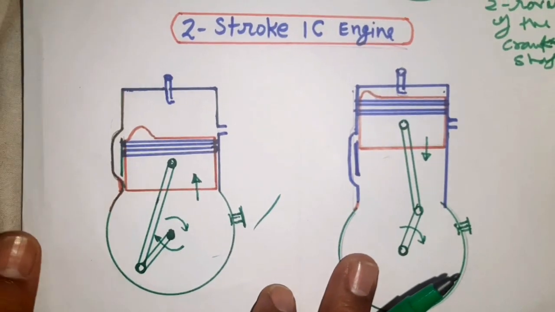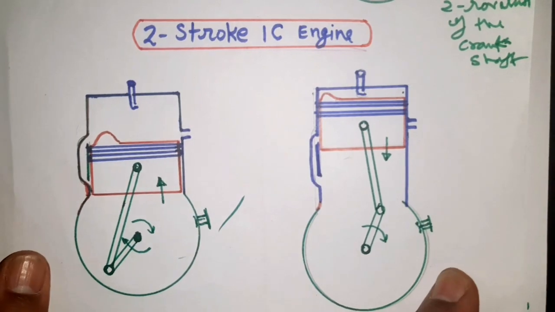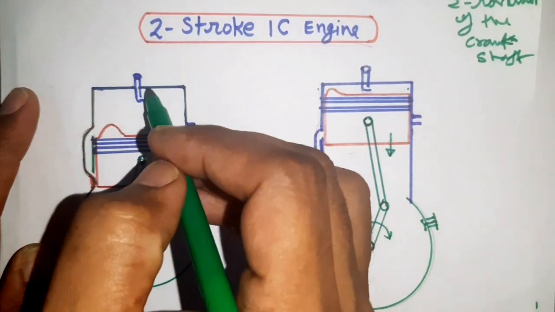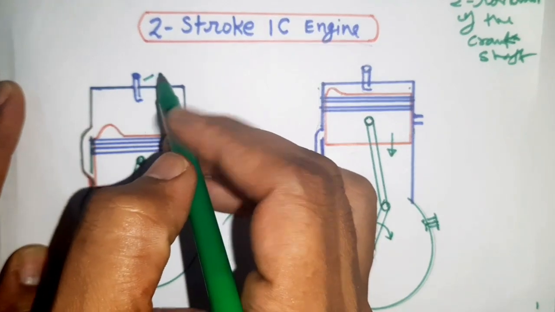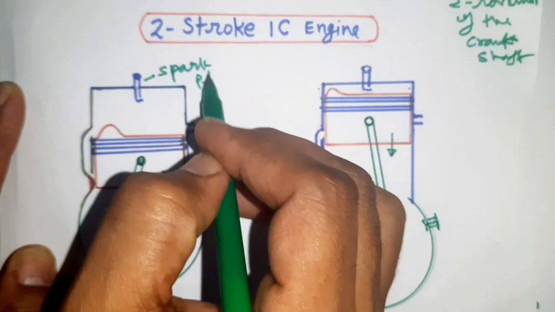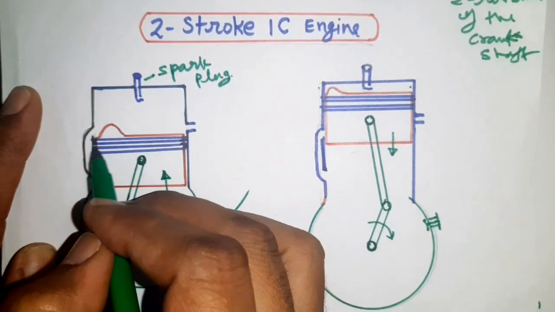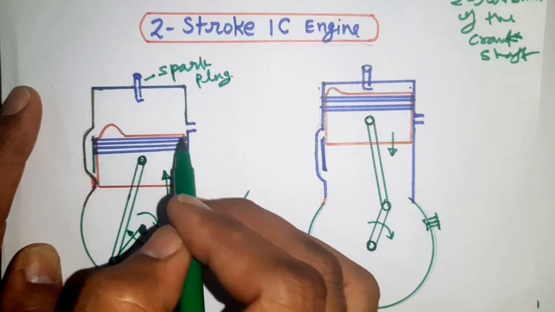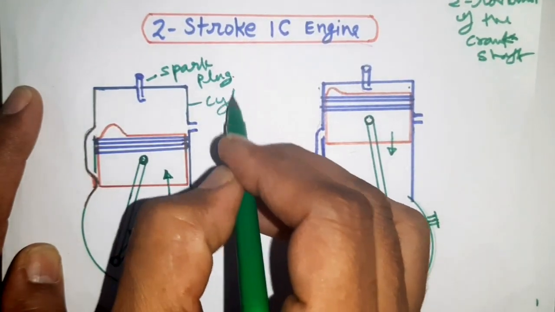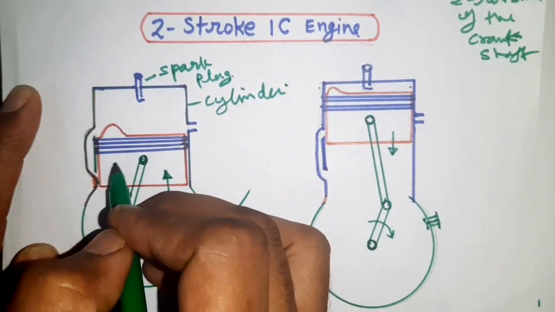In this figure, this is actually a two-stroke engine. In this two-stroke engine you can see the spark plug, in case of an SI engine, and this is the piston in the red color. This is the cylinder, and this is the piston.